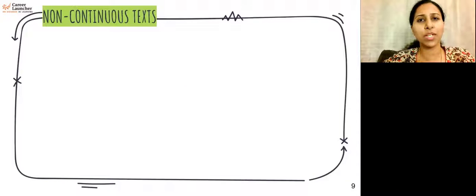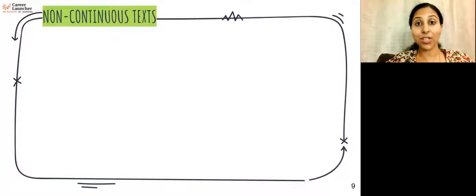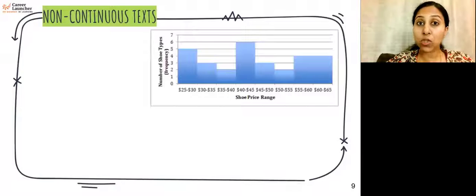Another thing which you need to be looking at is non-continuous texts. When we talk about reading, it does not necessarily mean only reading continuous text passages. Non-continuous texts such as graphs, charts, and tables also provide reading situations. For example, you may have a histogram which shows you shoe price range versus number of shoe types. So there is some information which you need to read out of this.